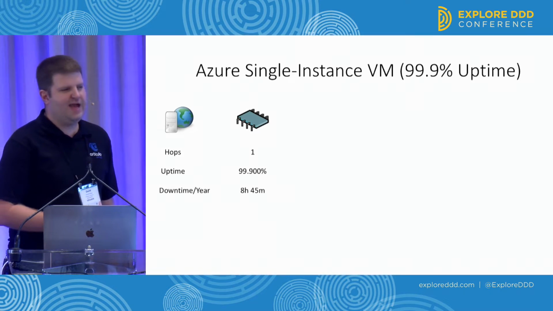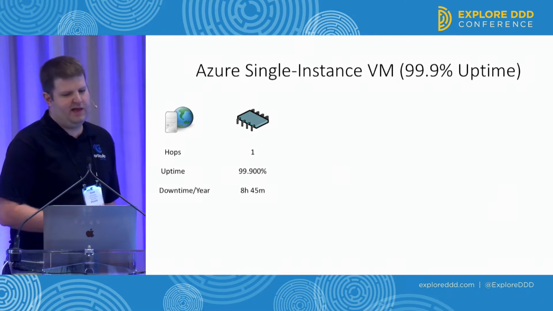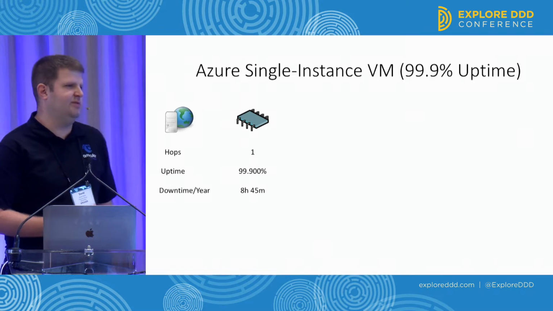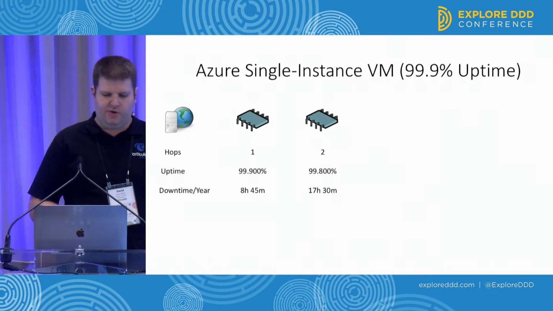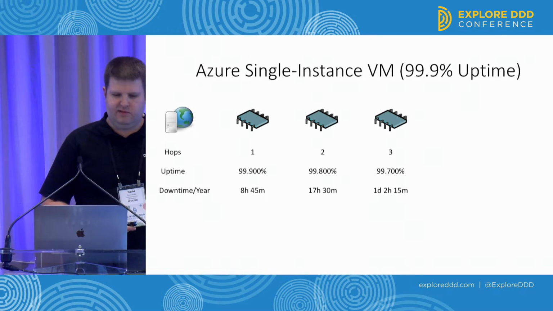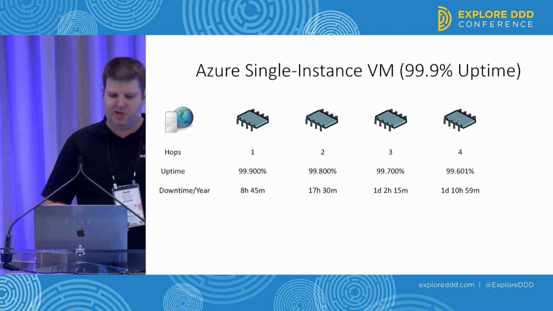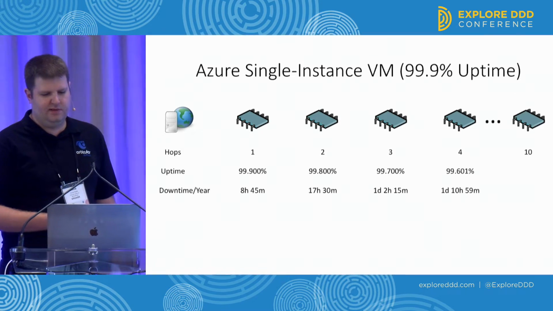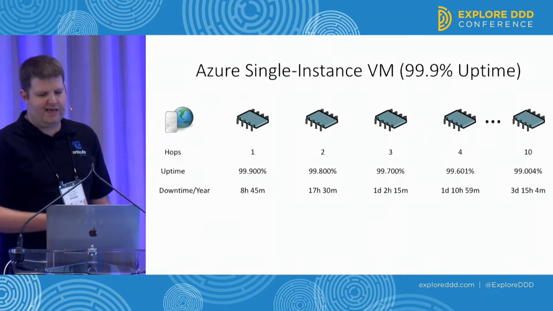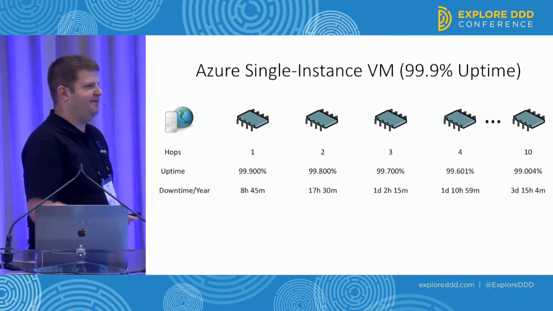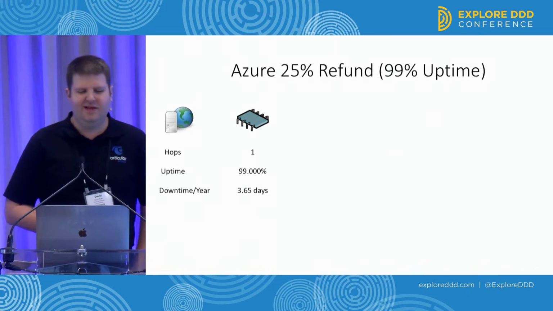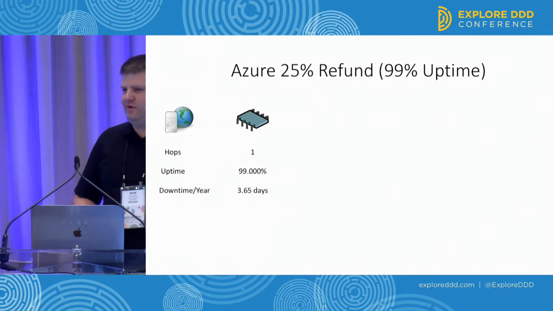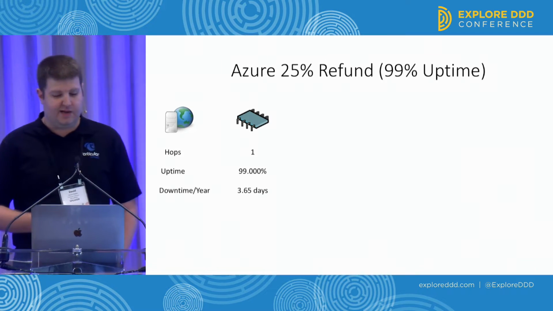Let's keep going. Azure single instance VM reliability guarantees. These are their SLAs where they will give you some money back if they breach it. So you start with 8 hours, 45 minutes. And as you start to progress, it gets worse and worse and worse until at 10 hops, it's 3.5 days worth of downtime. And I promise this is the last one I'll do, but Azure will actually give you a 25% refund if they go below 99%.